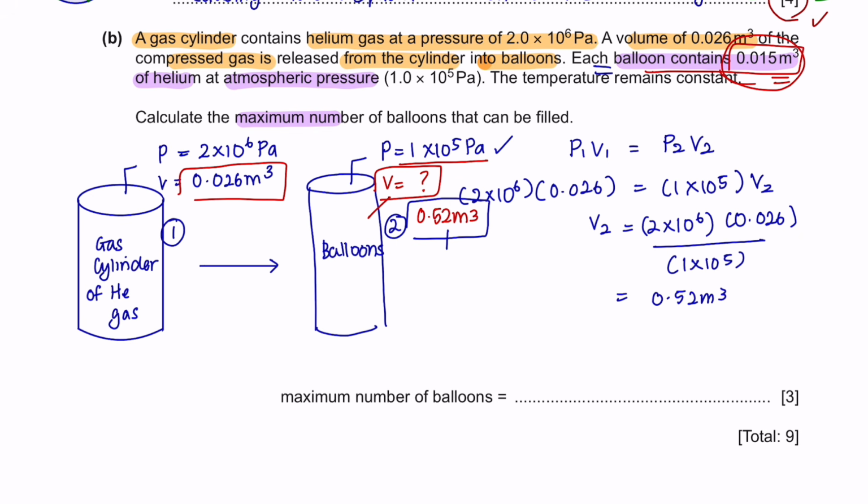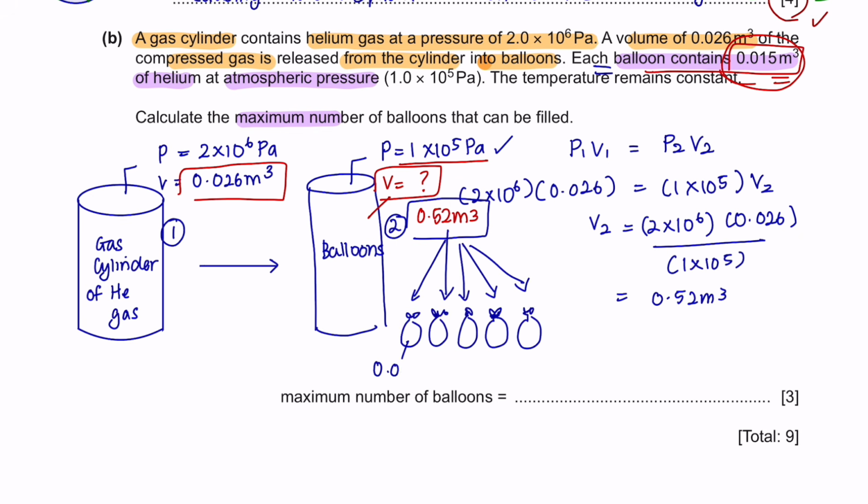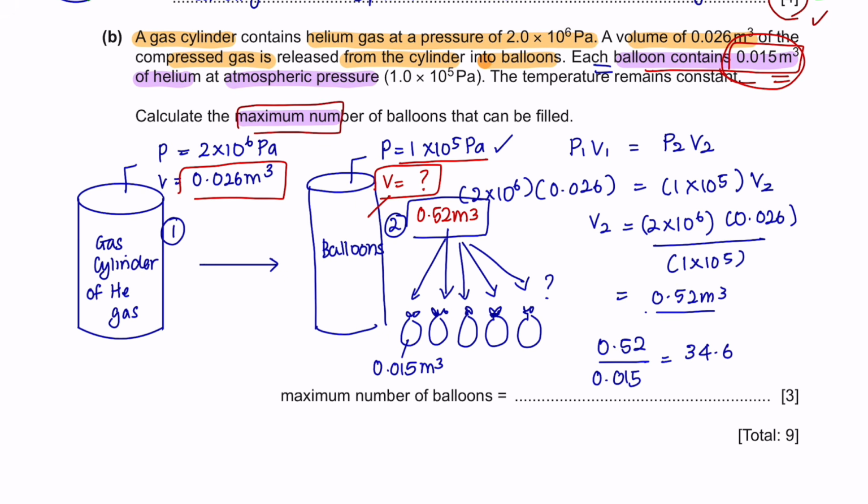We are now going to use this volume to fill up the balloons. We know that each balloon can contain 0.015 meter cubed. So we are looking to find how many balloons we can fill. To do this, we can just take the total volume that we have and divide it by the volume of each balloon, which is 0.015. This will give us 34.6. So the maximum number of balloons that can be filled would be 34.